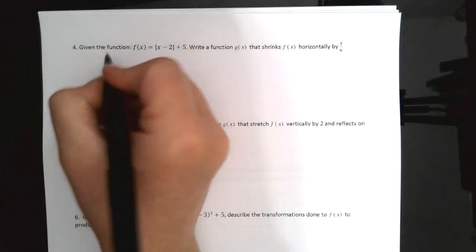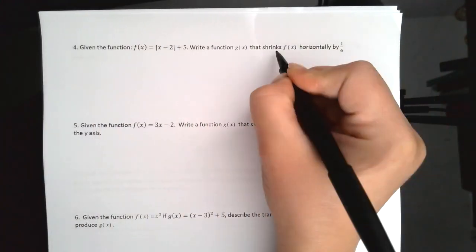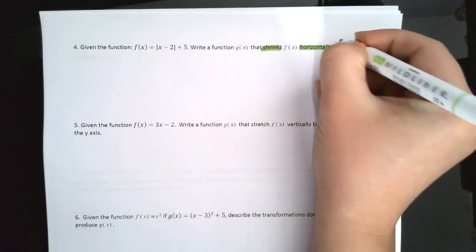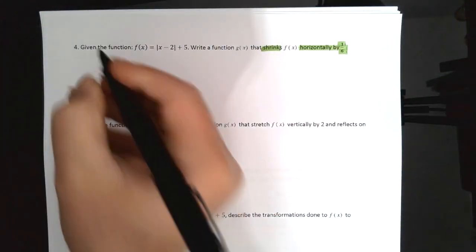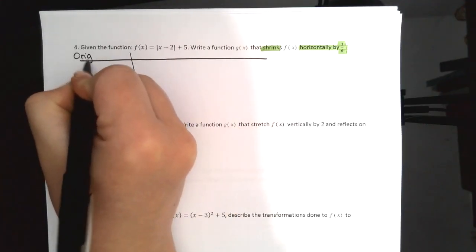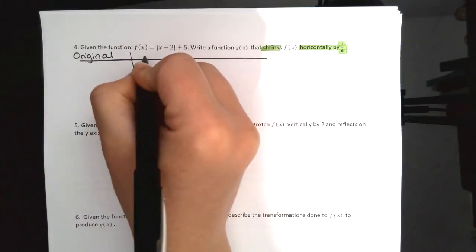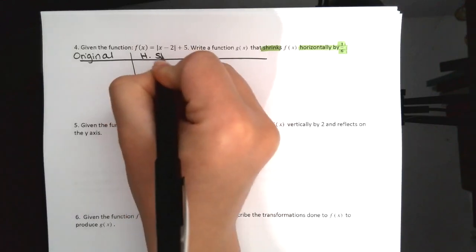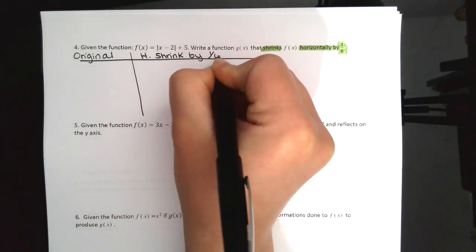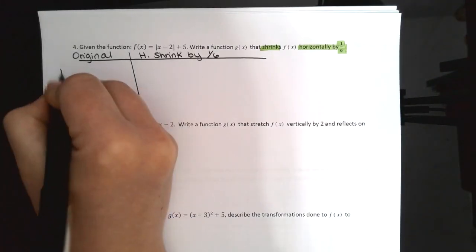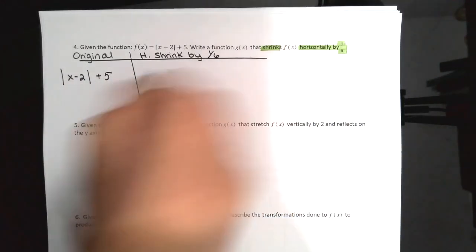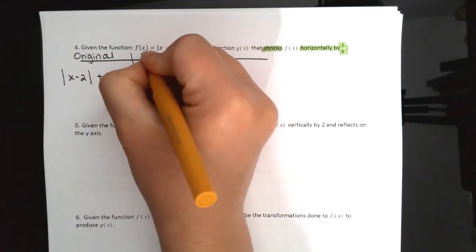All right, given the function, let's go ahead and start. We want to write a function that shrinks horizontally by 1/6. Here's our original, and here's our horizontal shrink. You can also say compression by 1/6. Original, we have absolute value of x minus 2, close the absolute value, plus 5. This is a horizontal change. Horizontal is always inside.